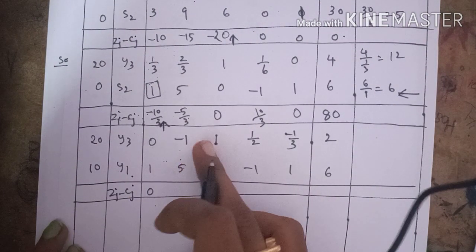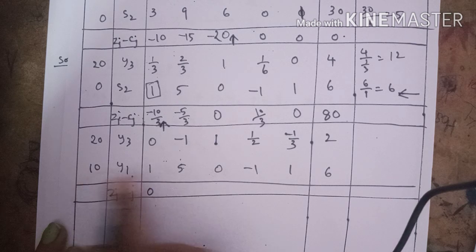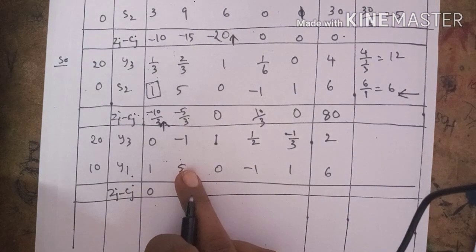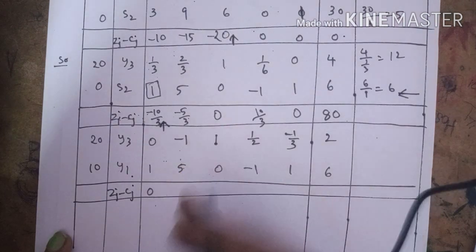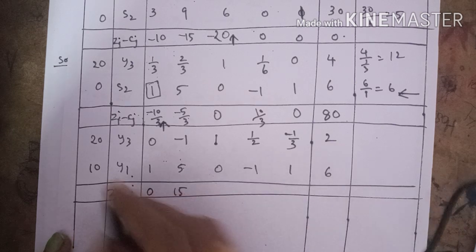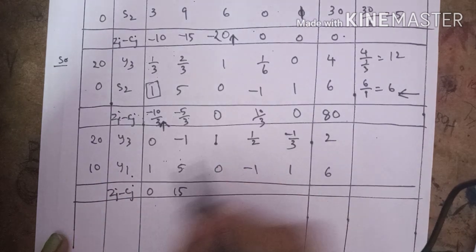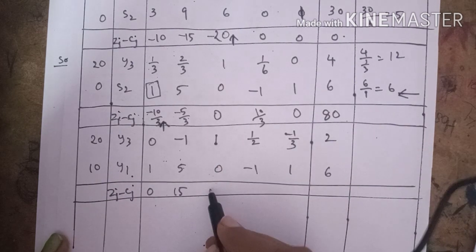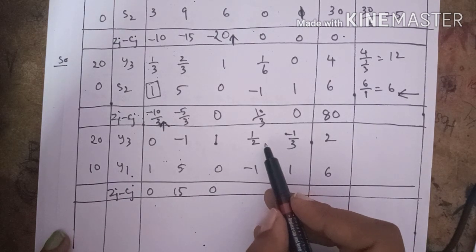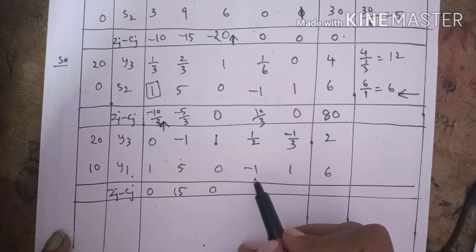20 into minus 1 is minus 20, plus 10 into 5 is 50. 50 minus 20 is 30. Minus 15 is plus 15. Here 20 into 1, 20 plus 0 minus 20 is 0. 20 into 1 by 2 is 10. Minus 10 is 0.